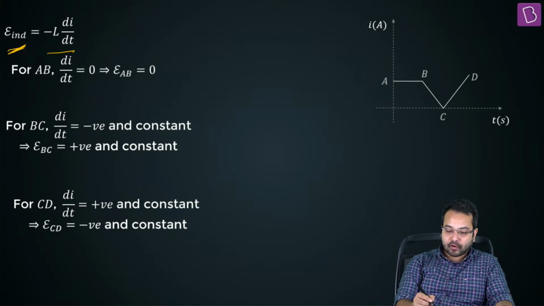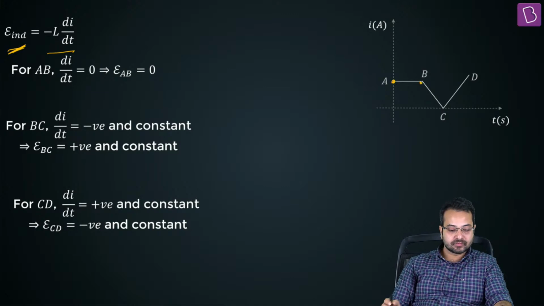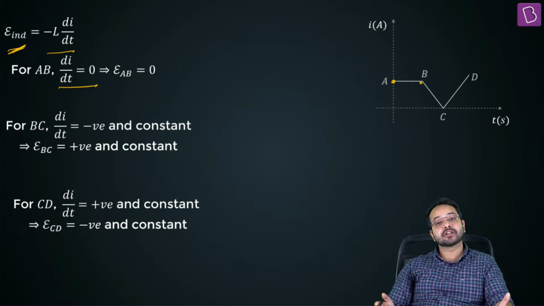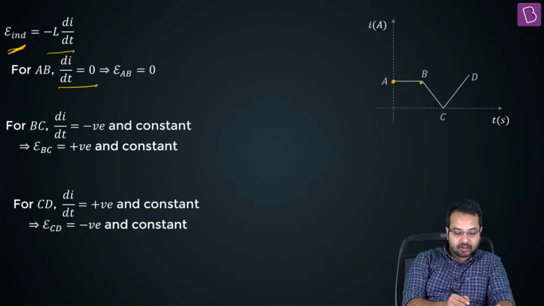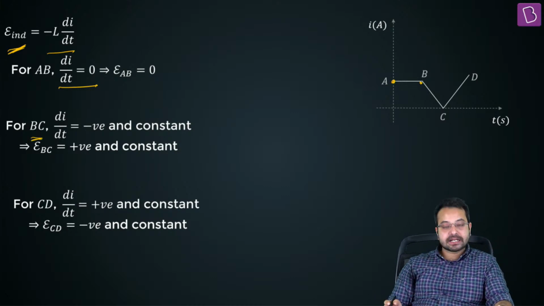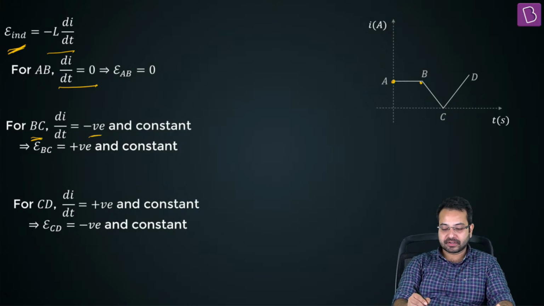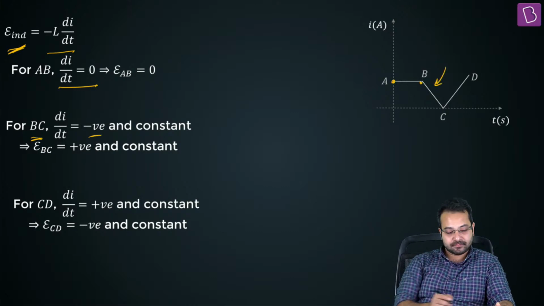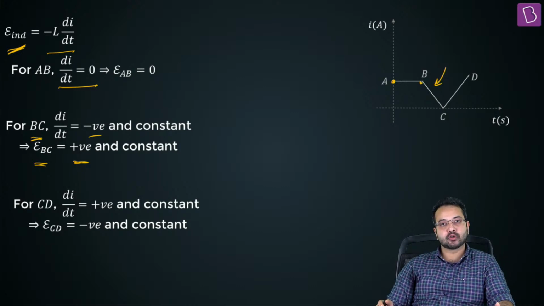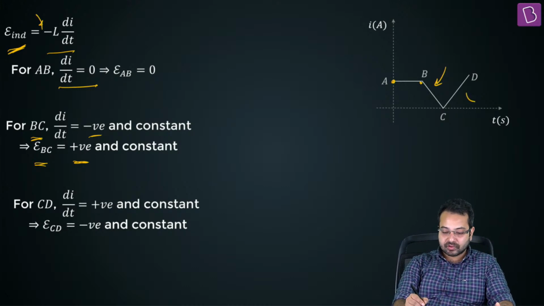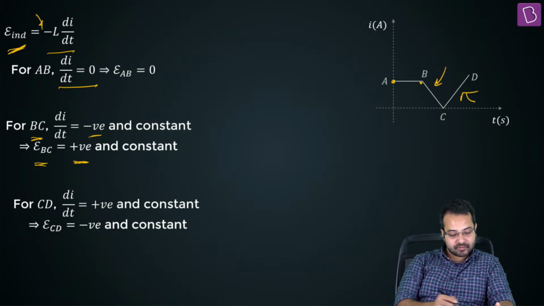Okay, so for AB, dI upon dt is going to be what? It is going to be 0 because it's a flat line. So the slope is 0. For BC, dI upon dt is going to be negative because the slope for BC is negative. So E for BC is going to be positive. Okay, the EMF induced in this case is going to be positive because of the minus sign over here. And then for CD, the slope is positive. So E for CD is going to be negative.